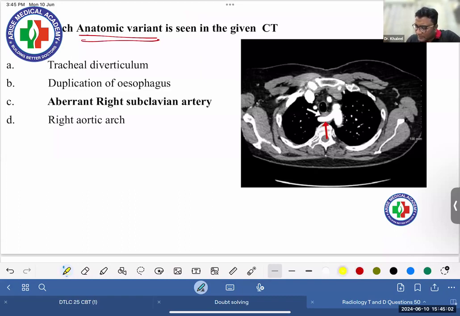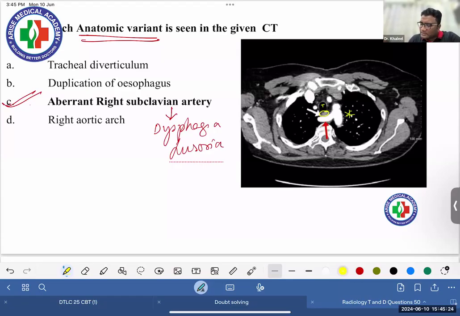Posterior to the esophagus. This is the trachea. This is the esophagus. It is going posterior to the esophagus. So basically, it's a blood vessel coming from the arch of aorta and going posterior to the esophagus. So this is an aberrant right subclavian artery. It will produce compression of the esophagus, producing dysphagia lusoria. This is the right side. This is the left side. The aortic arch is on the left side only, not a right side aortic arch.